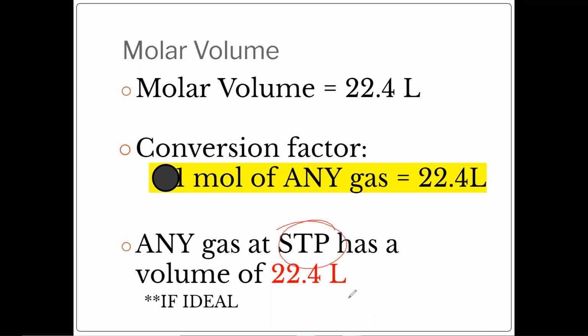At STP specifically, and STP stands for standard temperature and pressure, standard pressure is 1 atmosphere and standard temperature is 273 Kelvin. Now you could go a little bit more specific. You could say 273.15 Kelvin, but for our purposes, we're going to use this one most often.